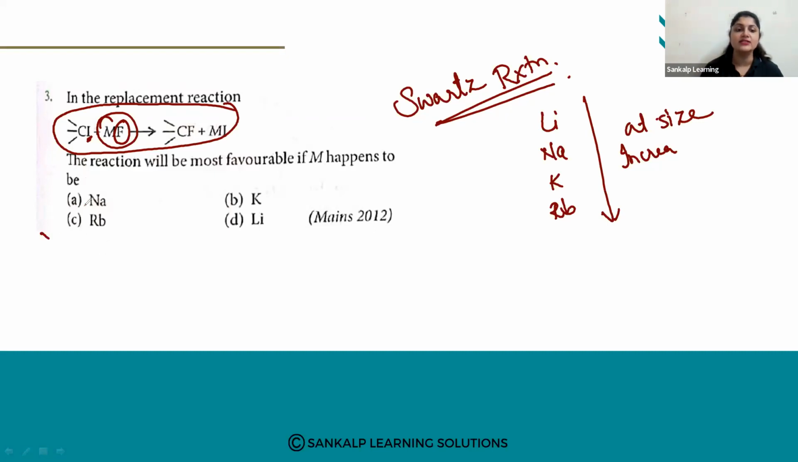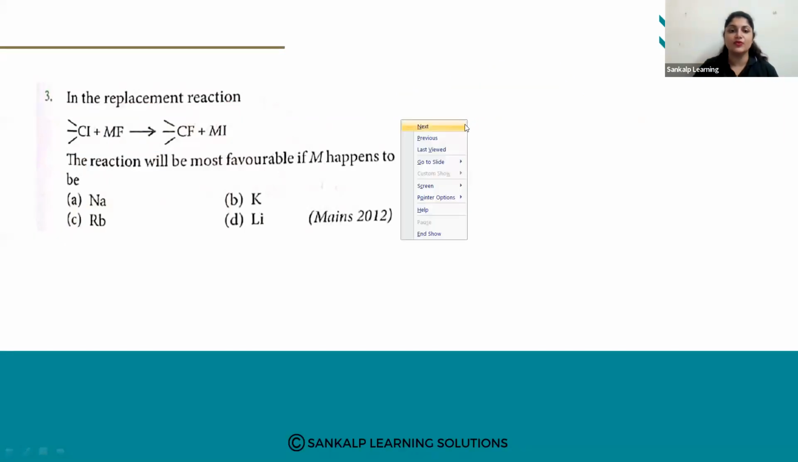So which is the metal? It is rubidium. So C is the answer. If you use rubidium, they are highly soluble. So in the replacement reaction, if you use rubidium fluorides, then they are highly soluble, so the replacement reaction will take place. So this is the answer. We'll go for the next one.